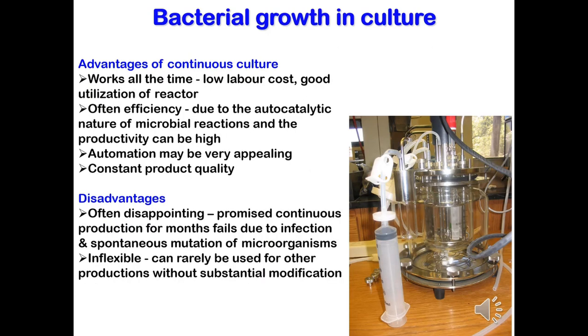So there are several advantages to continuous culture. It works all the time, there's low labour cost and good utilisation of the reactor. It's also usually efficient, and also you can automate, and the product quality is constant with this. The disadvantages, however, are you can get infections and spontaneous mutations. So in this case, the continuous production fails. The setup is also inflexible, so it can't really be used for other productions without undergoing substantial modification.